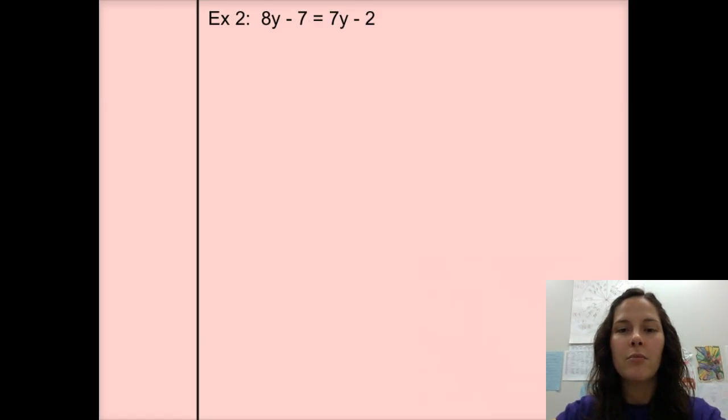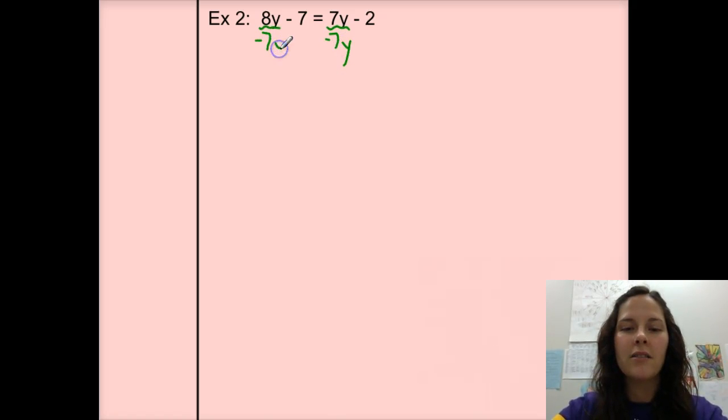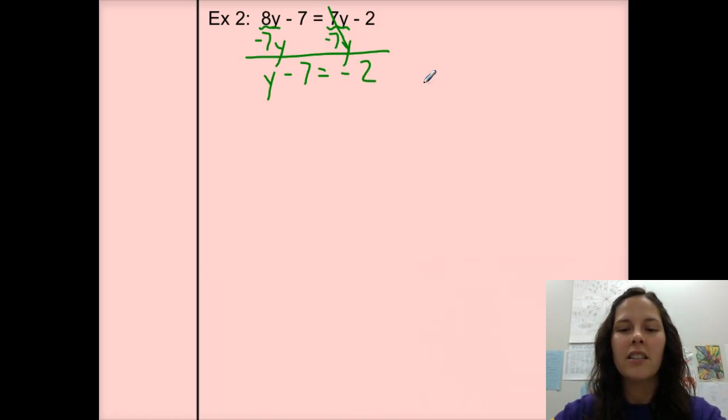Second example, very similar to the first one. Looking at the coefficients of 8 and 7, 7 is smaller, so I'm going to subtract the 7y from both sides. 8y minus 7y leaves me with 1y, or just y, bringing down my -7. My 7y's cancel, and again I'm left with a -2, being very careful to keep track of our negative signs. Now we simply need to add 7 to both sides because it's the only thing with our y that we need to cancel. So we've got y equals 5.